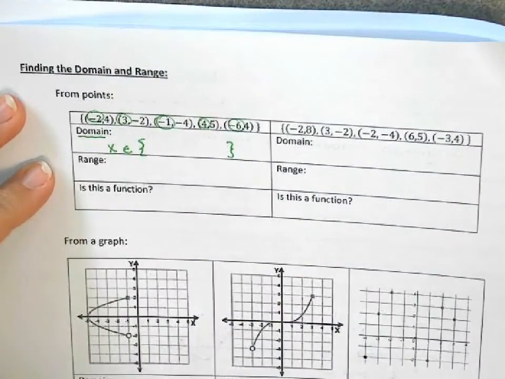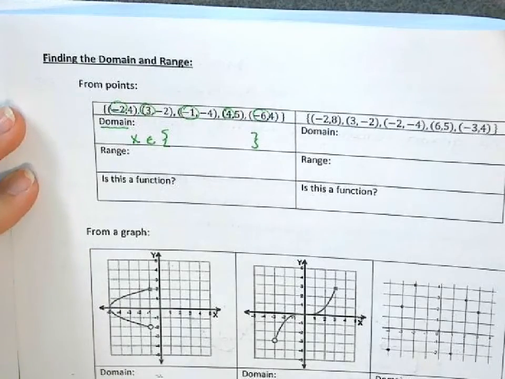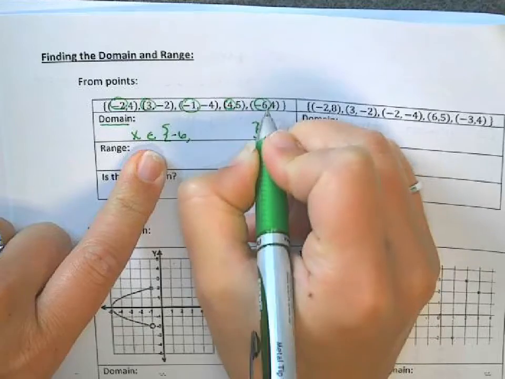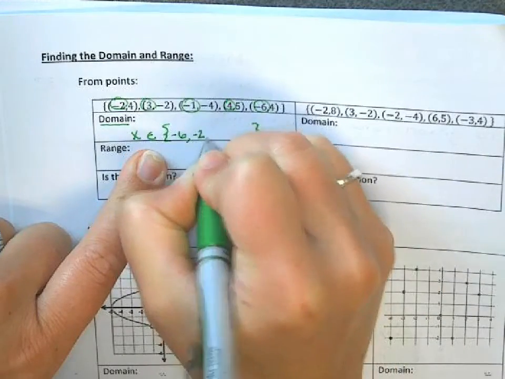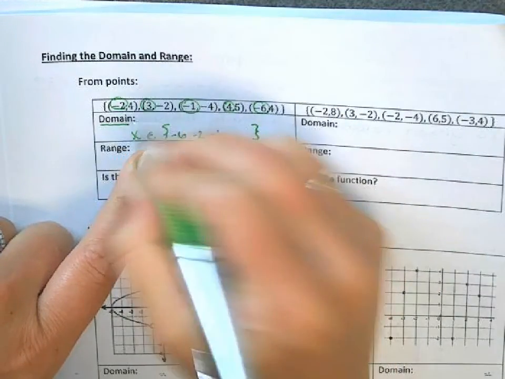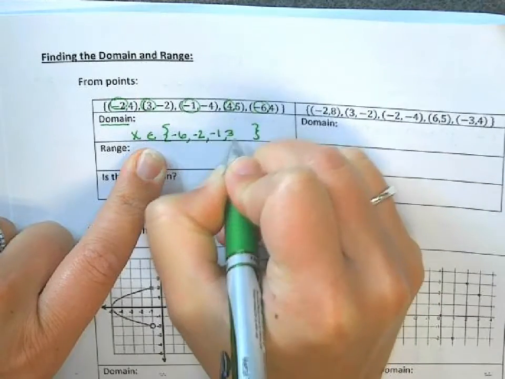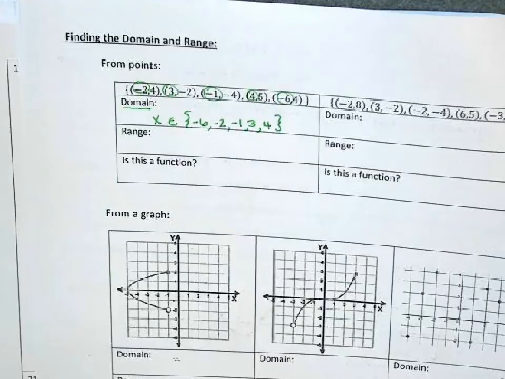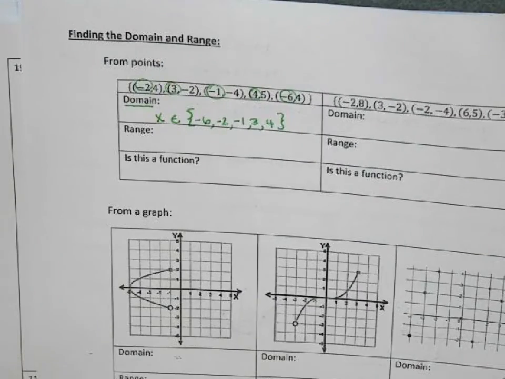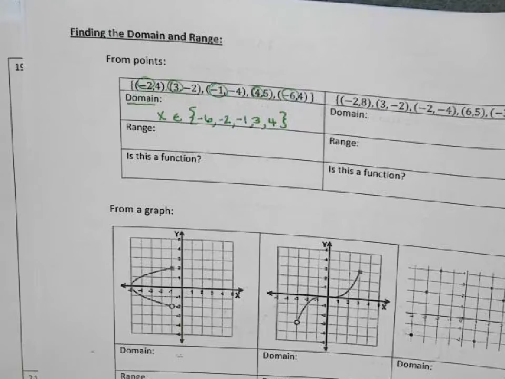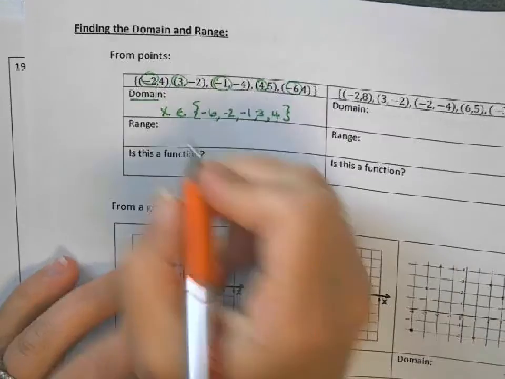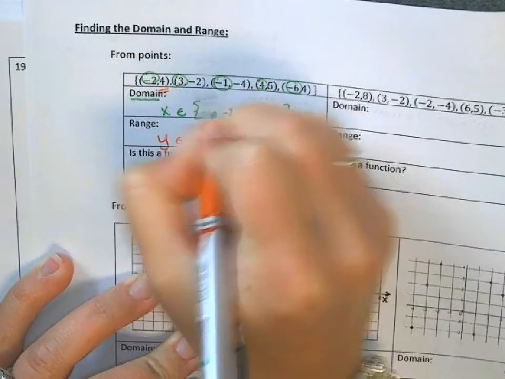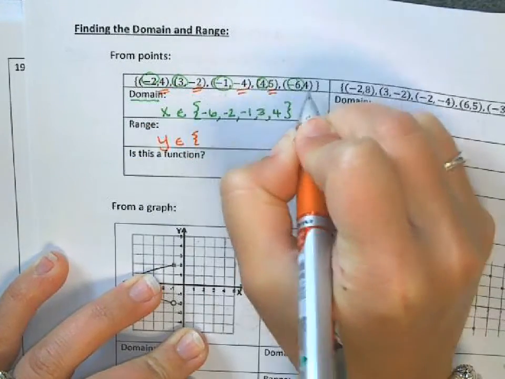I like to list them from least to greatest, so I don't have any repeats in my list. So my smallest number is -6. And then I have -2, and -1, then 3, then 4, and I'm done. Your range are going to be your y values. So y is an element of, we have 4, -2, -4, 5, and 4.